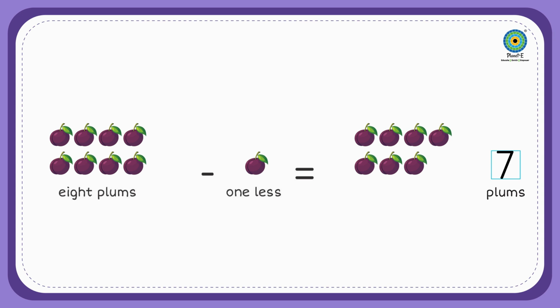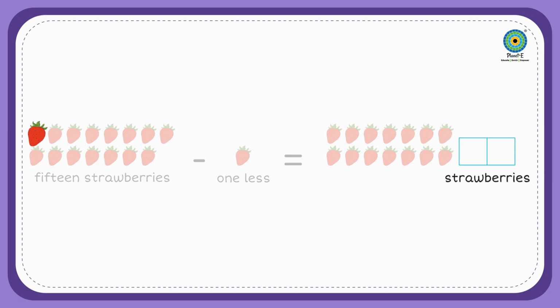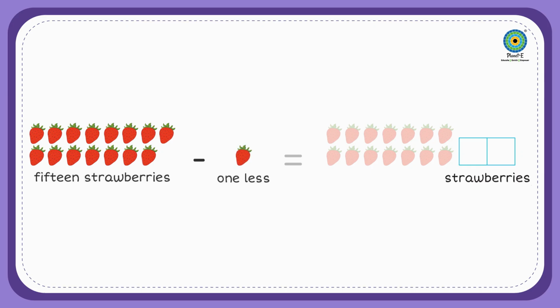Let us count how many strawberries we have. 1, 2, 3, up to 15. 15 strawberries minus 1 less equals 2. 1, 2, 3, up to 14. Total 14 strawberries. So if we have 15 strawberries and we take away 1 strawberry from it, it becomes 14 strawberries in all.